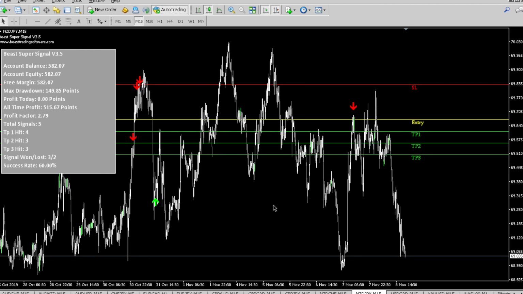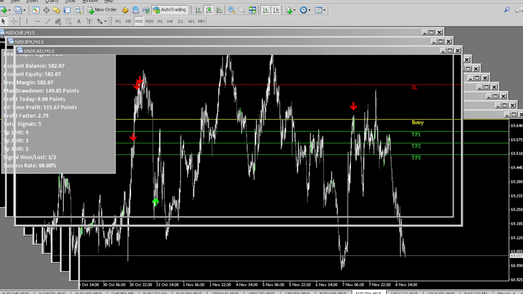Next pair, we have the New Zealand dollar and yen. Here again, we had a buy signal initially, which did hit our stop loss, unfortunately, but we did recover on the following 2 sells. We had a good buy signal here, taking out our TP3 before reversing, so we did manage to capture our profit on this pair. And then earlier this week, we did have a very good sell signal, which also took out our profit as well. So overall, generally a good week on this pair as well.